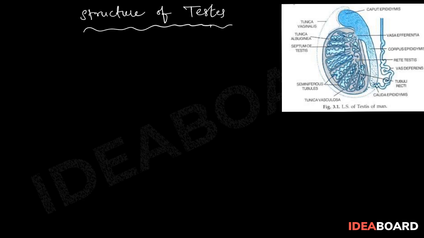These seminiferous tubules open into a network-like structure. This network-like structure is called the rete testis. The rete testis is useful to receive the sperms from the testicular lobules or these seminiferous tubules. From this rete testis, around 10 to 20 tubules extend and connect to the epididymis. These tubules are called vasa efferentia. These vasa efferentia are useful to transport the sperms from the testis to the epididymis.